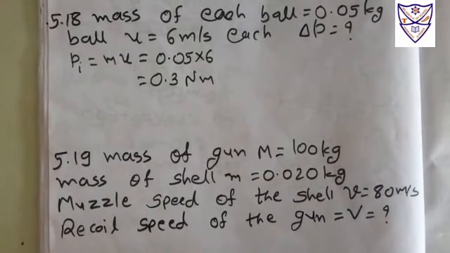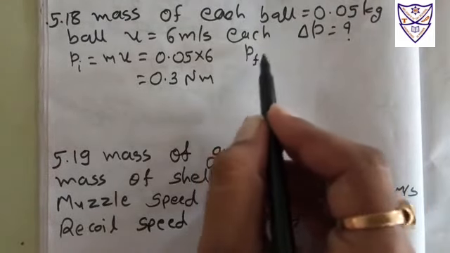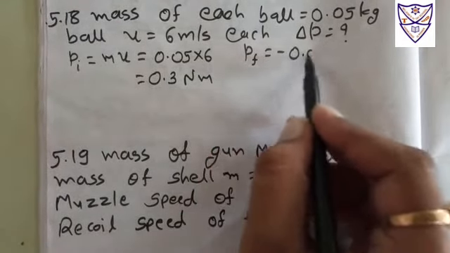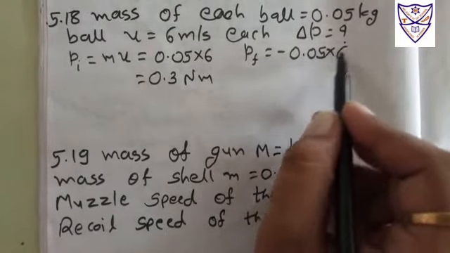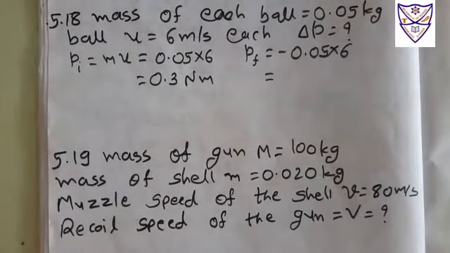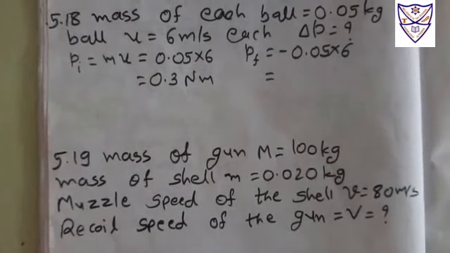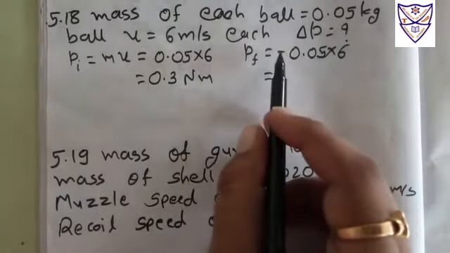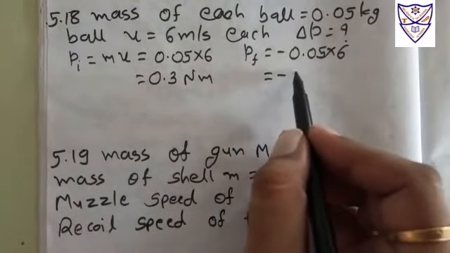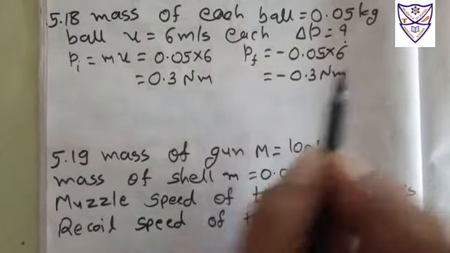Now after colliding with each other, their final momentum will become exactly opposite because they are the same. That's why after collision they go in the opposite direction, and we need to write negative here. So we get minus 0.3 Newton into meter.